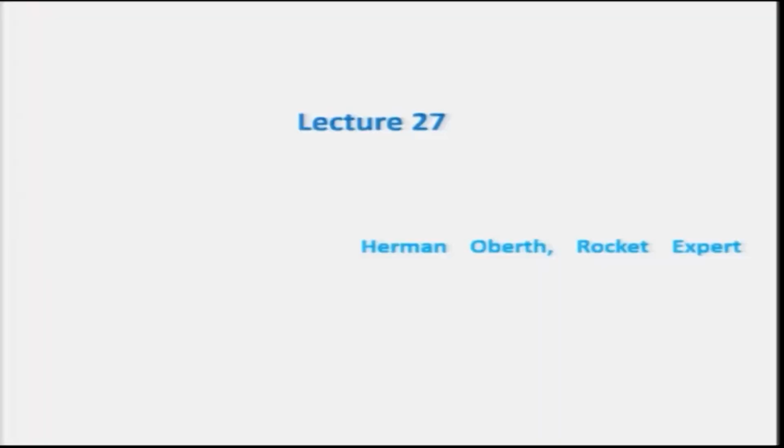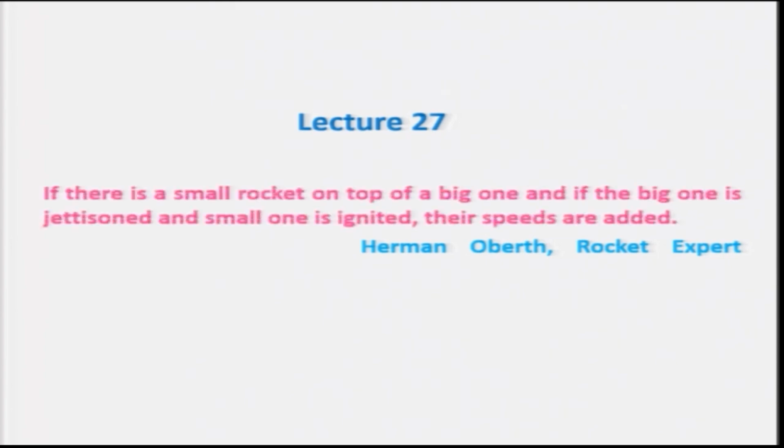So, let us look at what Hermann Oberth, a rocket expert, has given as the idea. He says that if there is a small rocket on top of a big one, and if the big one is jettisoned and the small one is ignited, their speeds are added. This is a beautiful concept, and what we call is basically multi-staging. Therefore, today we will be discussing multi-staging rockets, and various kinds of multi-staging rockets that have been devised. We will be discussing some of them.